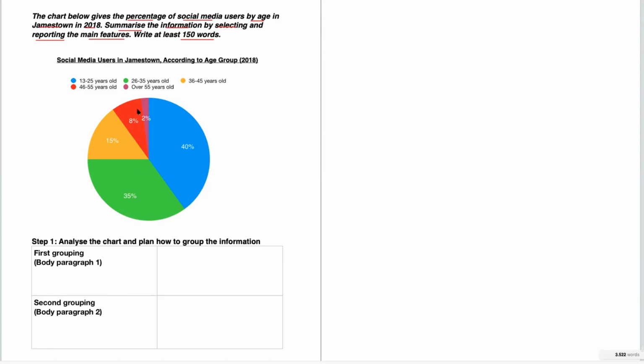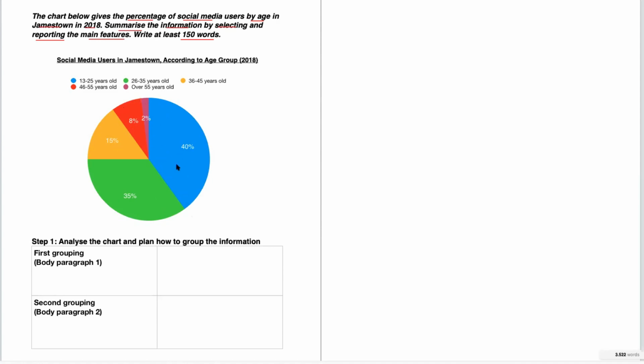It may not be as obvious as bar charts or line graphs as to how to group the information. Here, for example, we have 5 different segments, and students will usually say, how do you pick 2 groups out of 5 segments? And I understand the point, but this is what you should be doing. You should be looking at the highest groups and the lowest groups. So the largest and the smallest, basically.